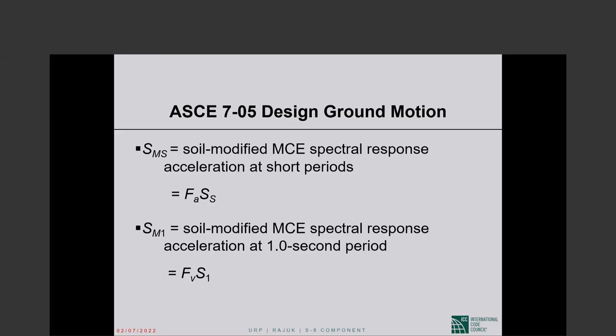We likewise multiply the long period mapped quantity S sub 1, which we found from the USGS website, by the long period site coefficient F sub V, obtaining S sub M1, the soil modified long period ground motion parameter. The difference between S sub M1 and S sub 1 is that S sub 1 is for site class B, S sub M1 is for our particular site class.